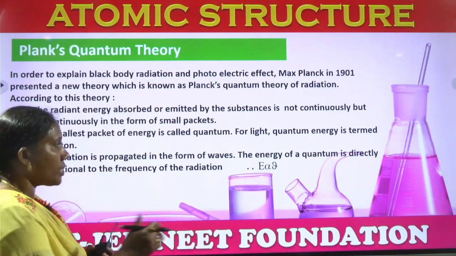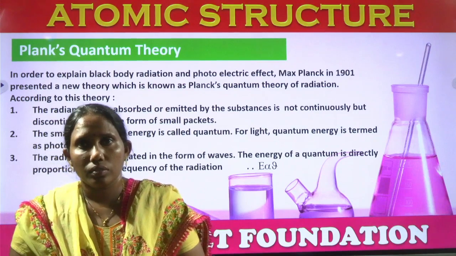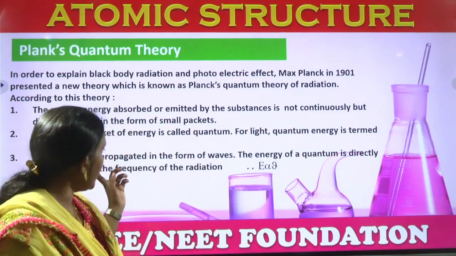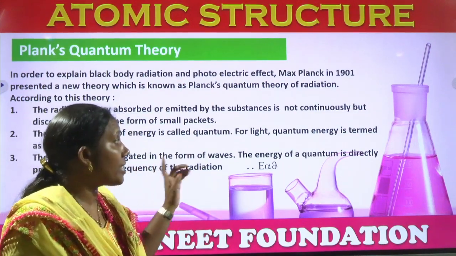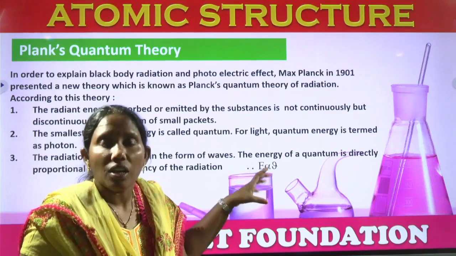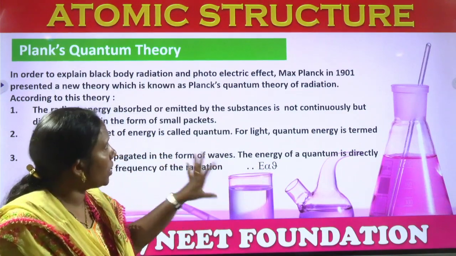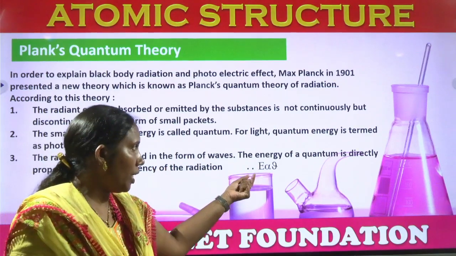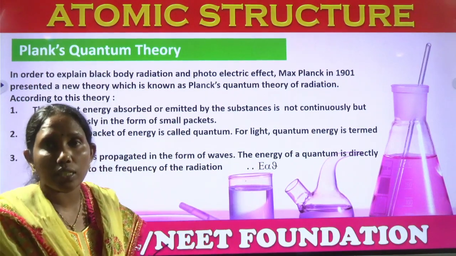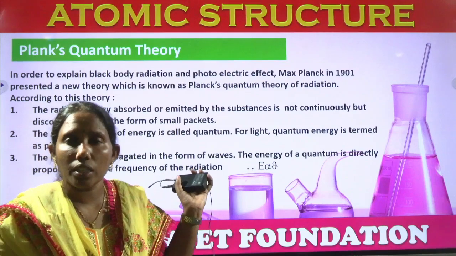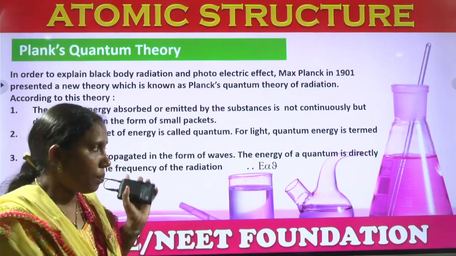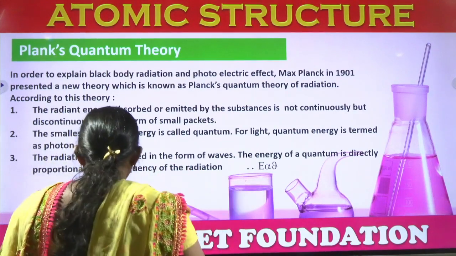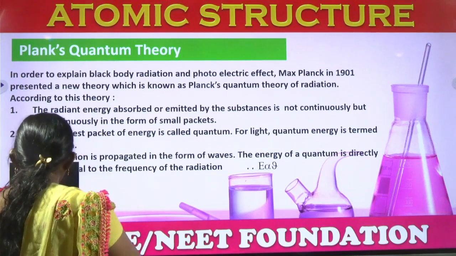Okay, so he gave some relation there. The radiant energy is directly proportional to the frequency of that particular light or body. The amount of energy emitted, E proportional to nu, where nu is nothing but frequency. Already we studied this in the wave parameters, right? E proportional to nu, E equals h nu.